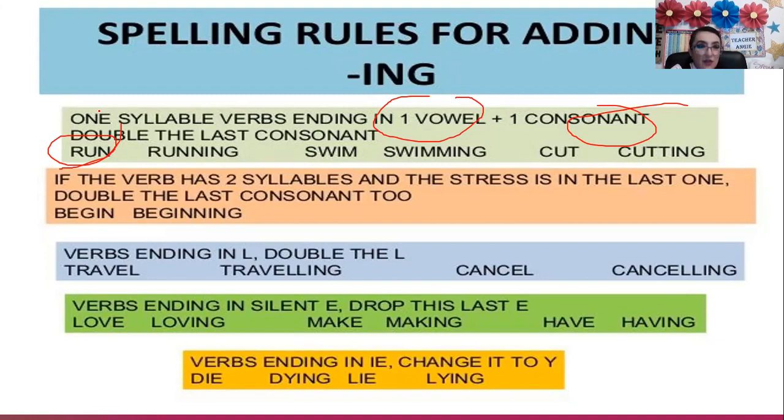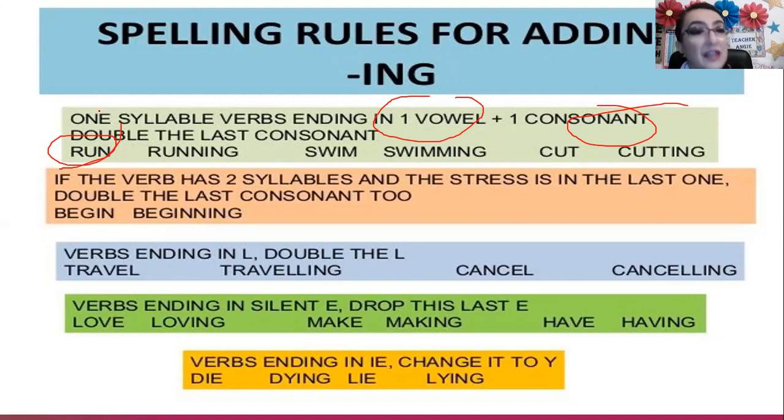That is a rule that we are going to be following. But be careful, because if your verb has two syllables and the stress is in the last one, we are going to double the last consonant too. For example, begin, beginning, because the stress is in the last syllable, and we are going to have two equal letters at the end.